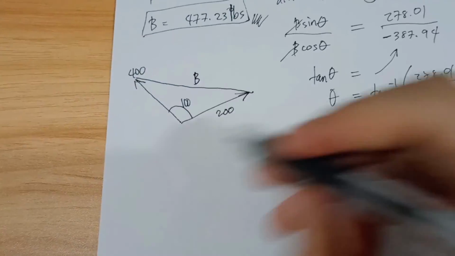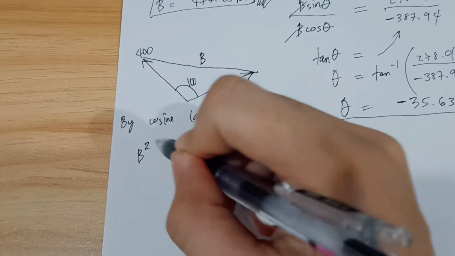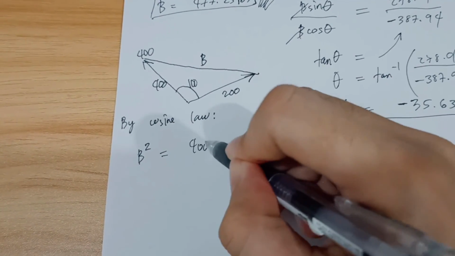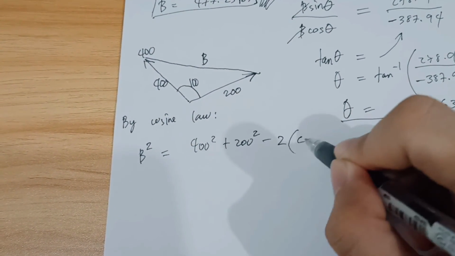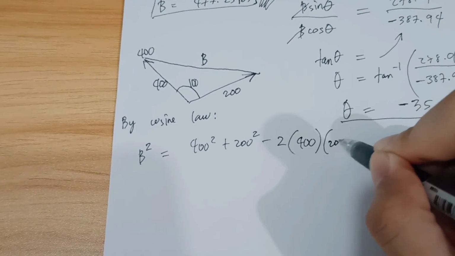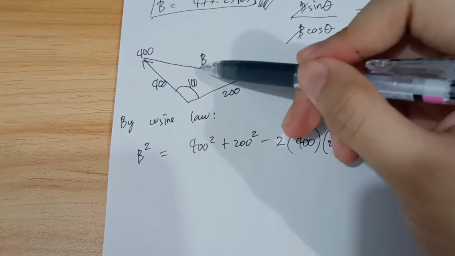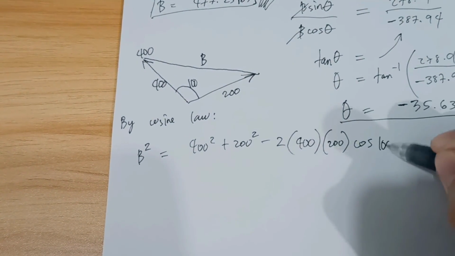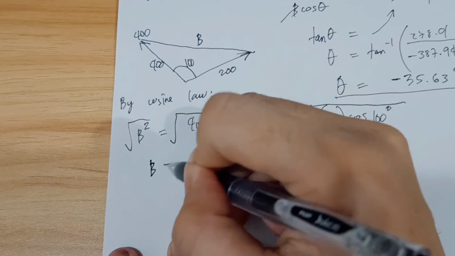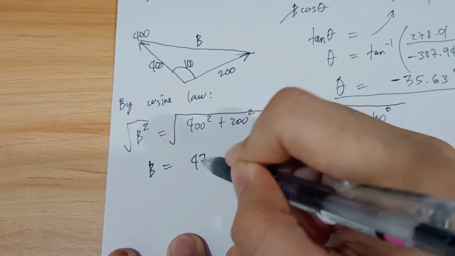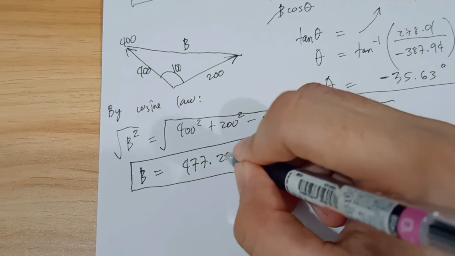Ito yung B. So, by cosine law, B squared is equal to 400 squared plus 200 squared minus 2 times 400 times 200 cosine. Yung opposite niyang angle na 100 degrees. Square root mo siya. Square root mo dito. Sagot ng B ay the same, 477.27 pounds.